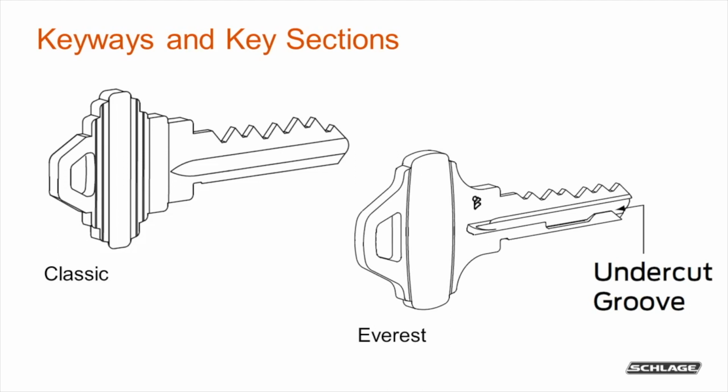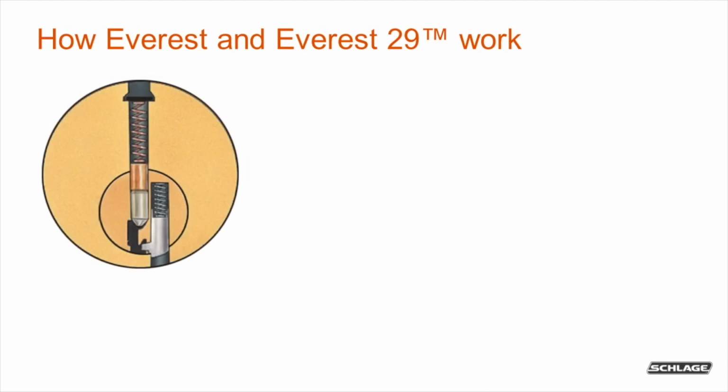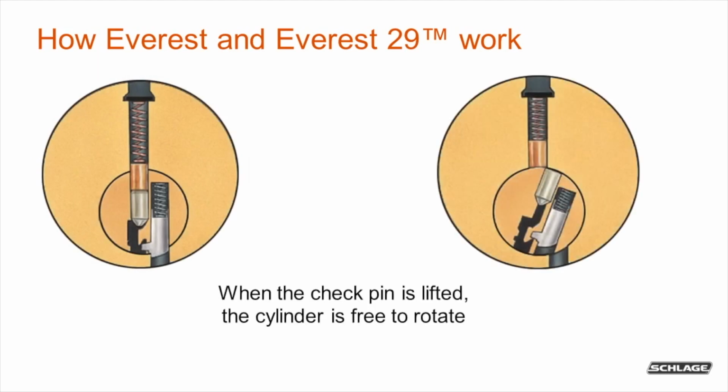Everest and the newest patented version, Everest 29 keyway families, have both open and restricted keyways and key sections. Everest and Everest 29 systems of cylinders and keys utilize a patented undercut groove on one side of the key section and a check pin in the cylinder to ensure that the undercut groove and associated lip exist on the blank. Everest 29 keys work by lifting the check pin with the undercut groove when the key is inserted into the cylinder. This allows the key to turn and the lock to open. This patented interaction ensures the integrity of the system at every opening.